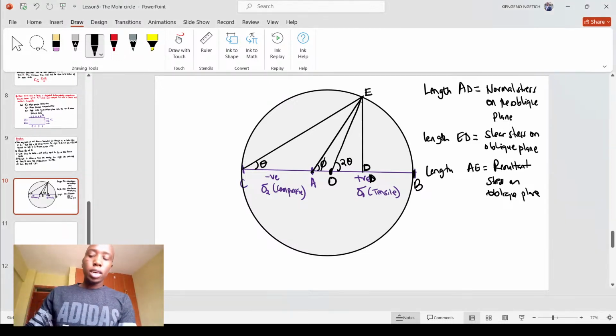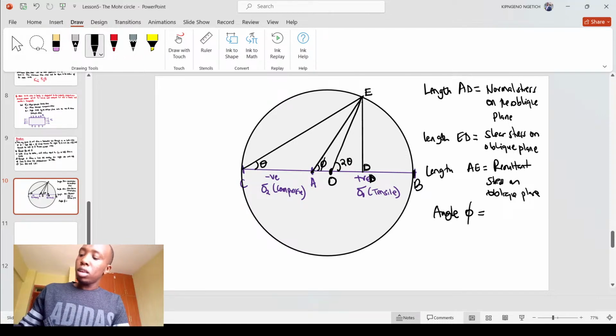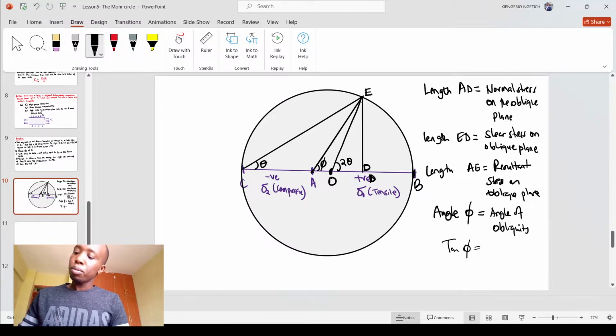On an oblique plane, that's the angle. Let it be the angle of obliquity, which is always obtained as tan of the angle equals tan opposite, which is ED, divided by AD.